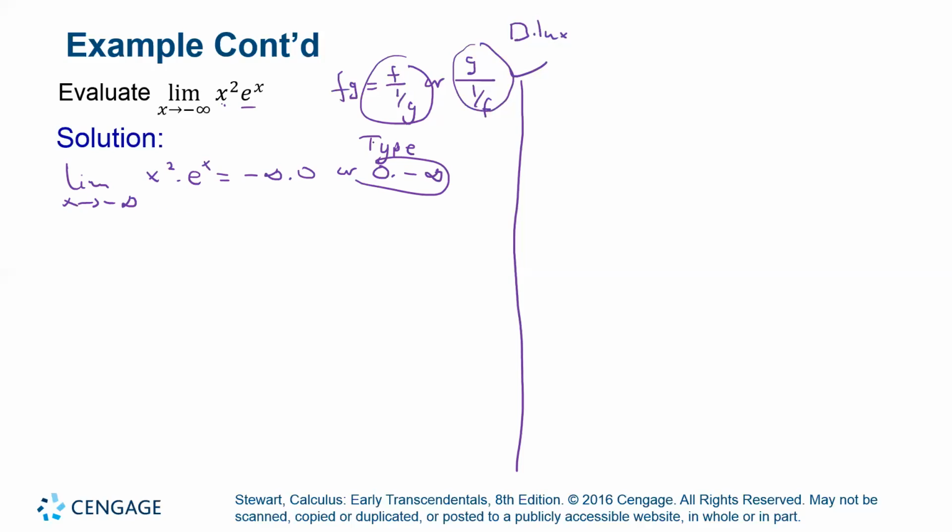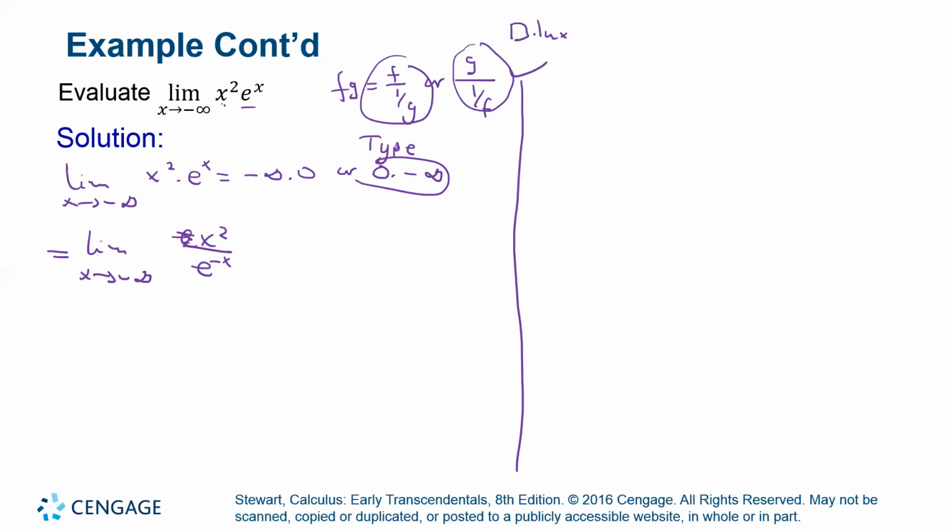So we're going to write it using this part, f over 1 over g. And so we're going to write this as the limit as x goes to negative infinity of x squared over e to the negative x. All right, so now let's apply the limits and see what we get.